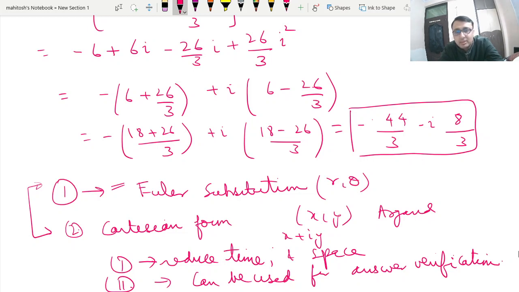It doesn't matter which method you do, but the whole purpose of doing this question by 2 methods was just to bring to your notice which method is less time consuming, and the second point is your answer verification technique.